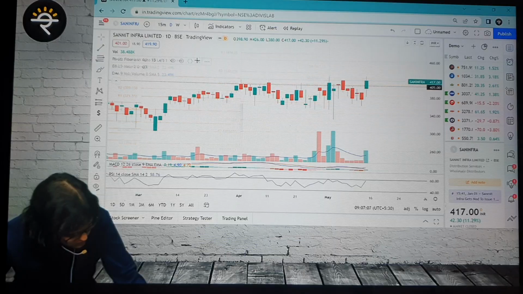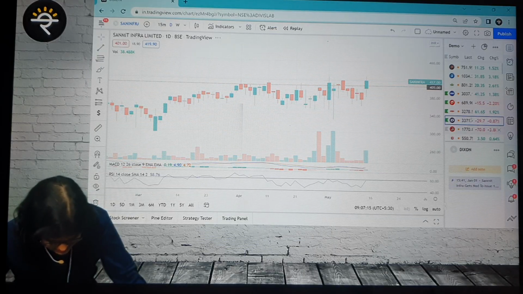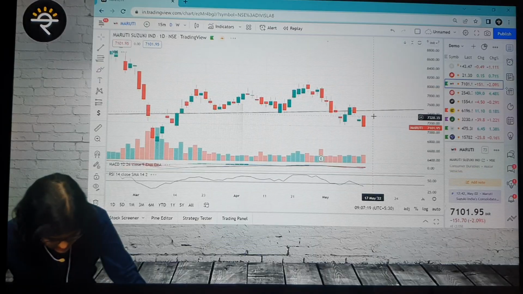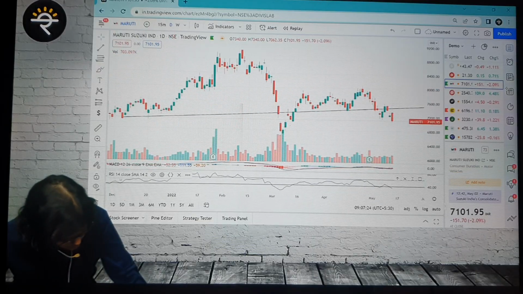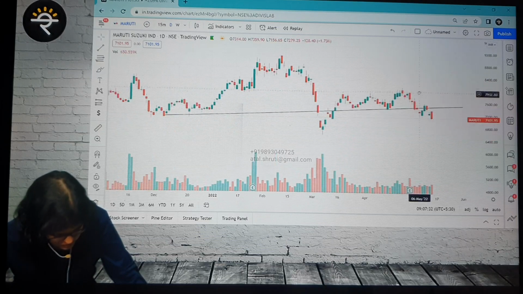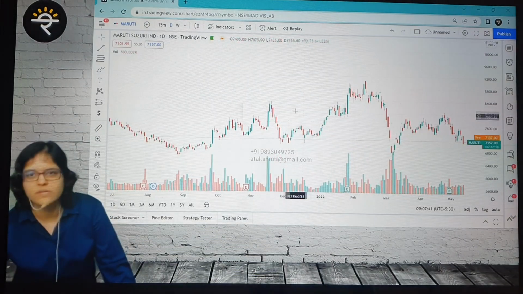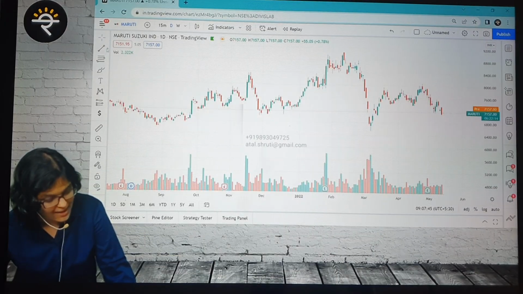I'll just close off this one and take a proper stock. Let's say Maruti Suzuki as an example. I'll close RSI also. And this one as well. Now the chart will be big. Okay. Shall we start? Yes.